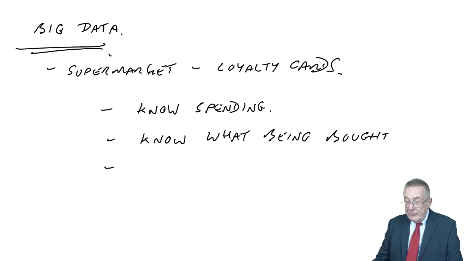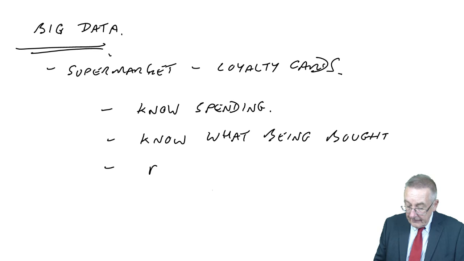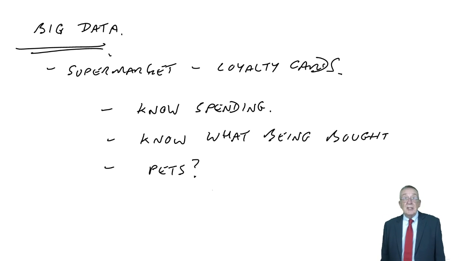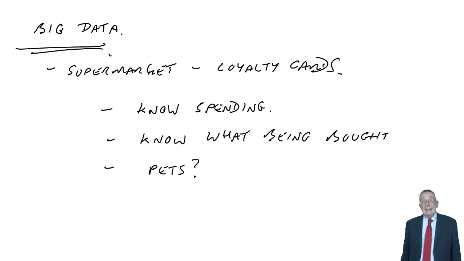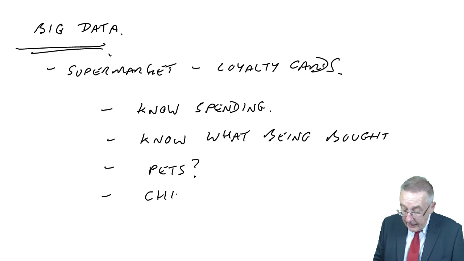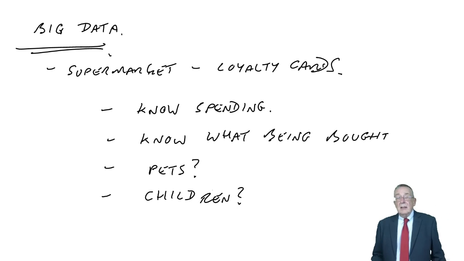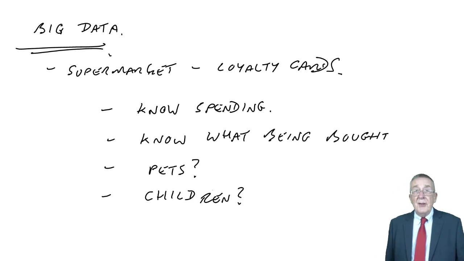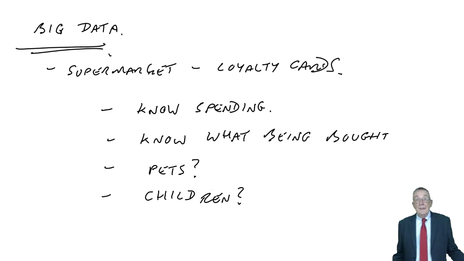They also know if you've got any pets. How do they know if you've got pets? Because of what you bought. If you're regularly buying cat food, they don't have to be too clever to know that you've got a cat. They know if you've got children, particularly babies, obviously. Because if you're buying baby food, it's pretty certain that you have a baby.